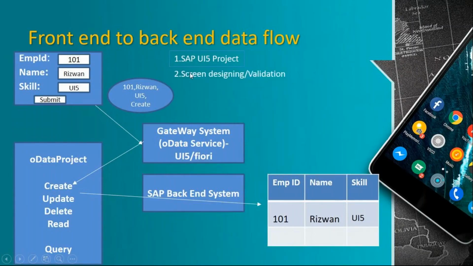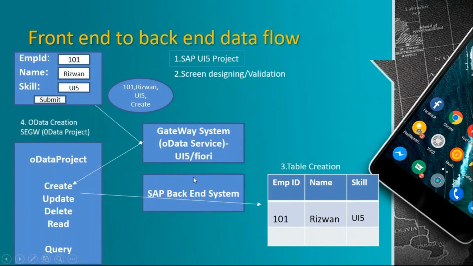Step number two, you will design this particular screen, and you will also do any validations if required, like if you did not fill the skill. When you click on submit, you will show an error message saying, boss, please fill the skill as well. So that is step number two, screen designing and validations. Step number three, you will create the necessary tables that are required. That is step number three.